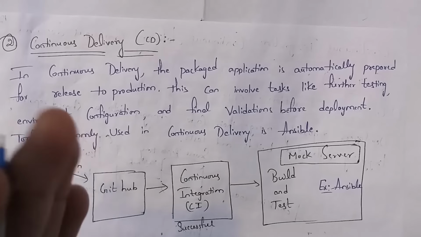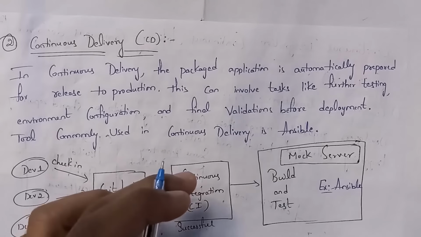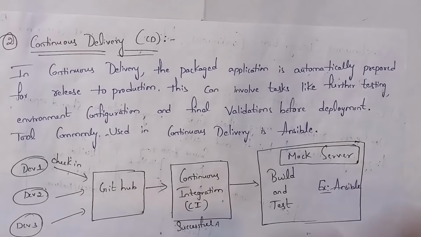So developers, after writing code, check in, which is nothing but placing that code in GitHub. From that GitHub, the continuous integration test is performed. If it is successful, then an artifact is generated. That artifact is placed in a mock server. A mock server is nothing but a dummy server.